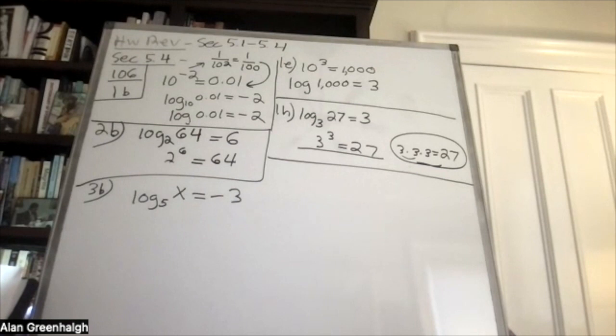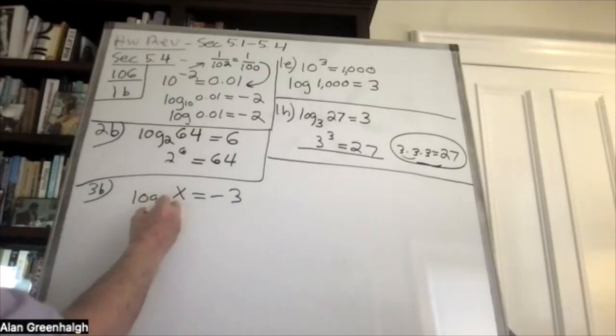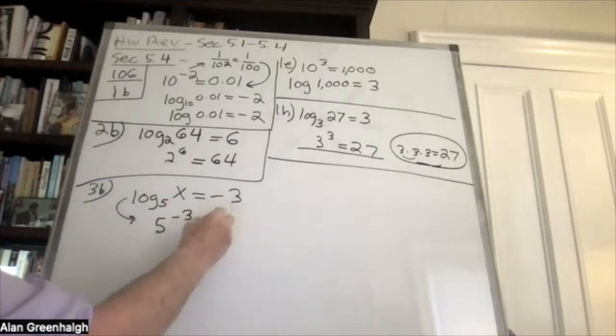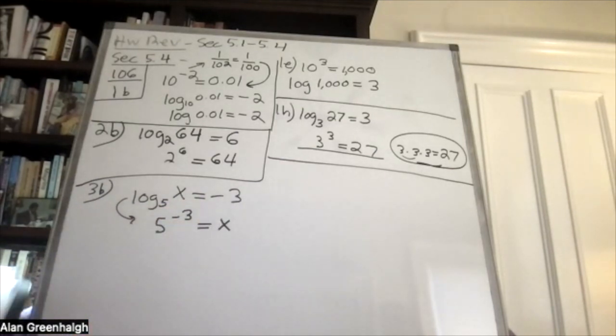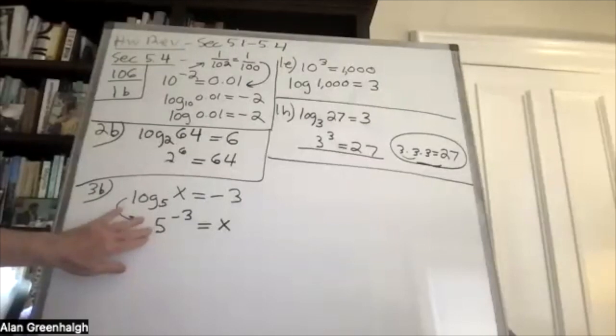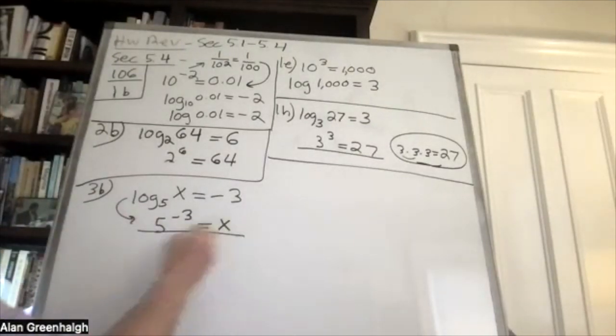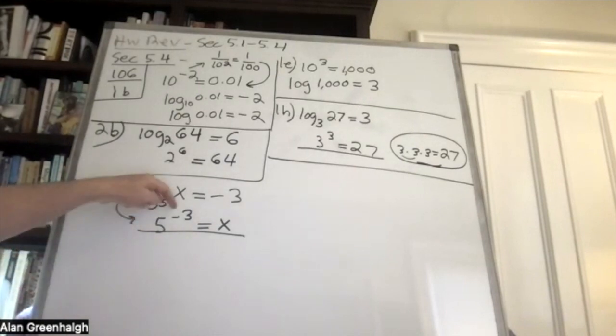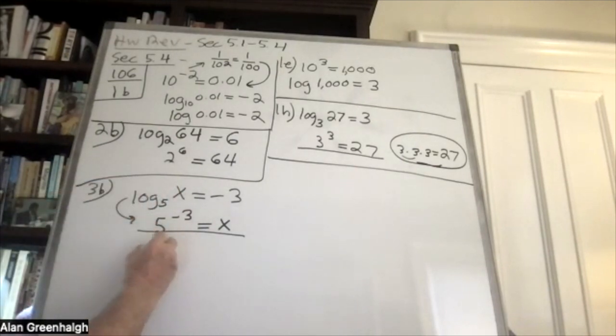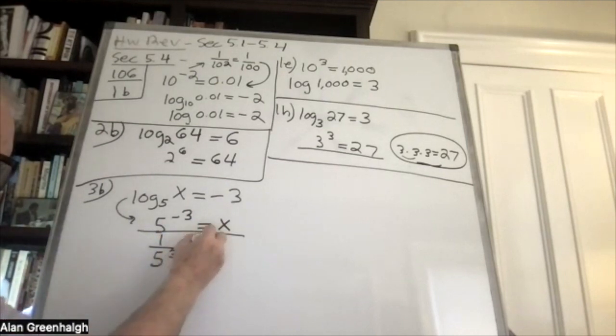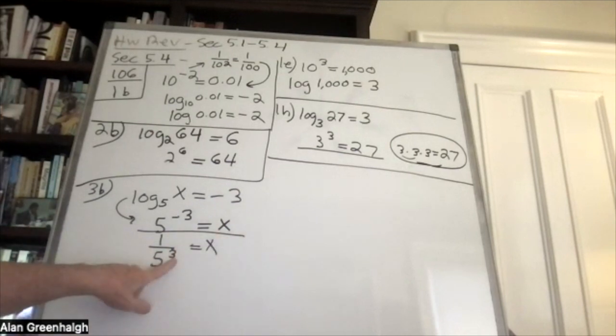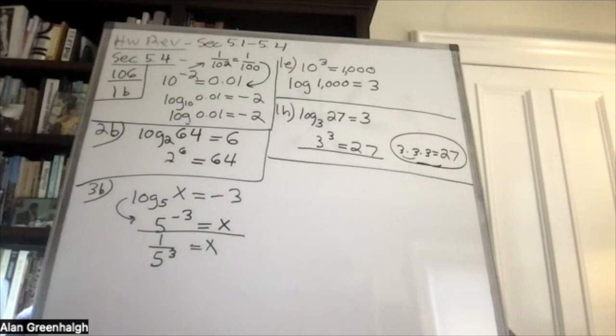Okay, so the first thing you need to do is convert this into exponential form. So this would become 5 to the -3 equals x, and you are required to find the value of x. So you have to do this calculation. Of course, anything to a negative exponent simply means that it's a fraction. And 5 to the third power, you'd have to figure that out.